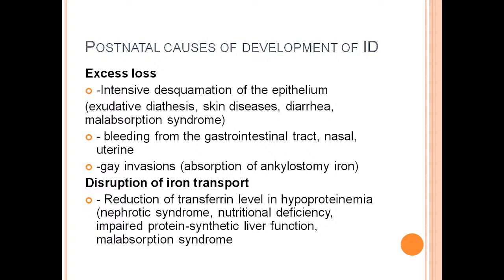Postnatal causes, once again, excess loss: intensive desquamation of epithelium, bleeding from the gastrointestinal tract, nasal, ureter, helminthic invasions, and disruption of iron transport, reduction of transferrin level in hypoproteinemia. For example, in nephrotic syndrome, nutrition deficiency, impaired protein synthesis, liver function, and malabsorption syndrome.